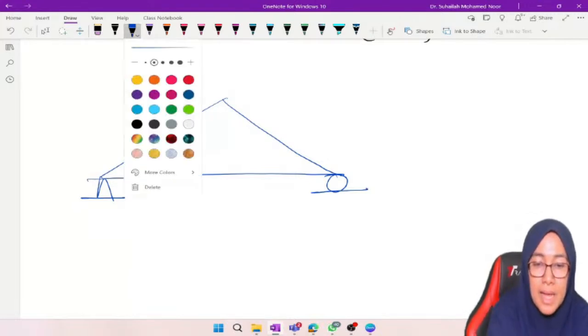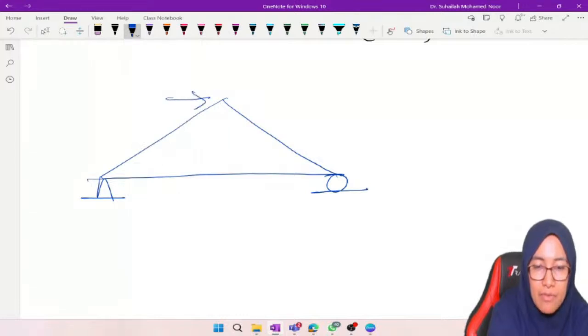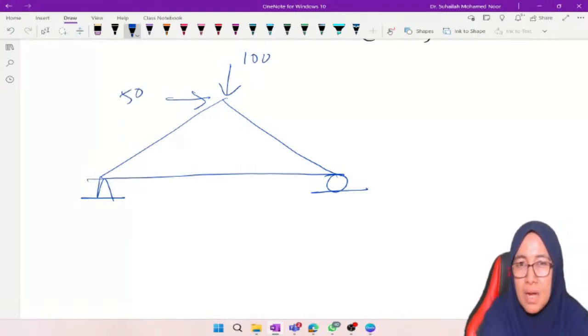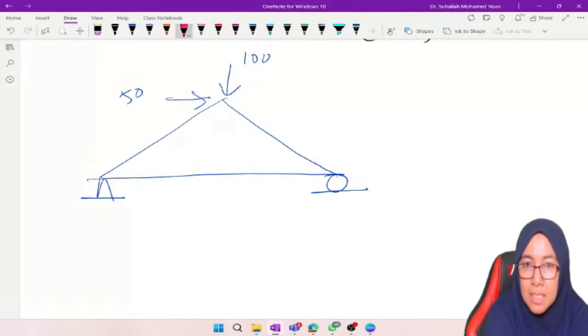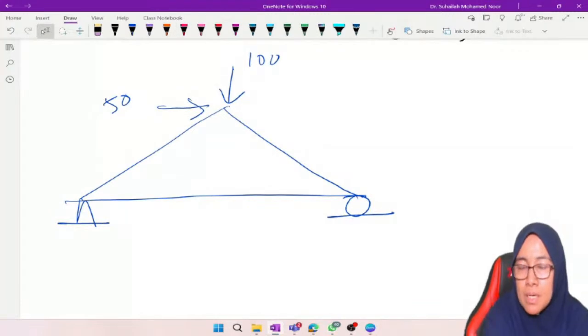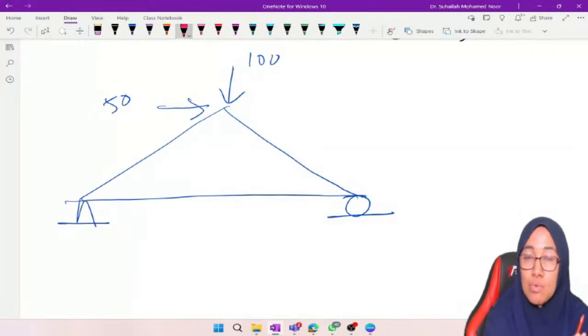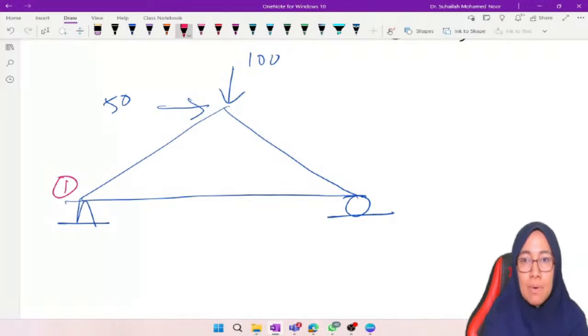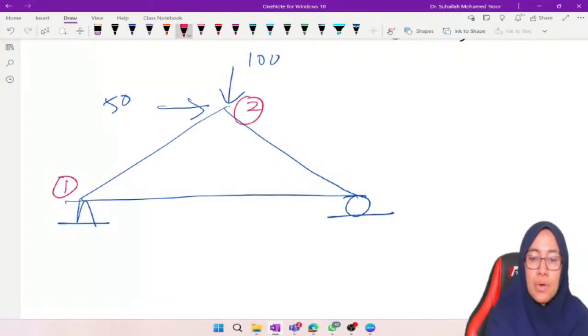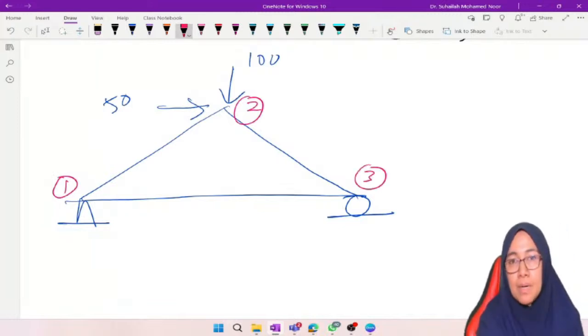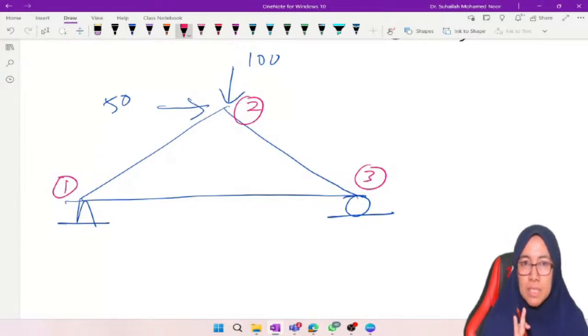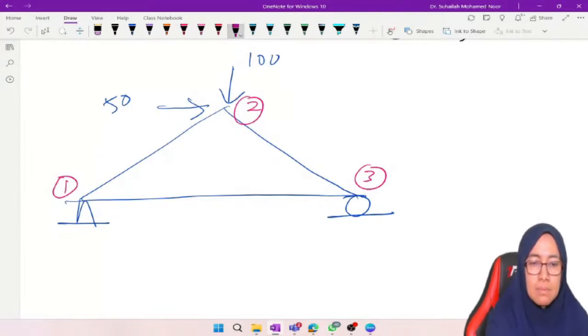Okay, so let's say we have a force of 150 kilonewton. This truss must have node numbers, element numbers, and degrees of freedom. So we just need to label. Node number 1, node number 2, node number 3. Remember, we label the node numbers in a circle. This truss has 3 elements. We just put the element numbers.